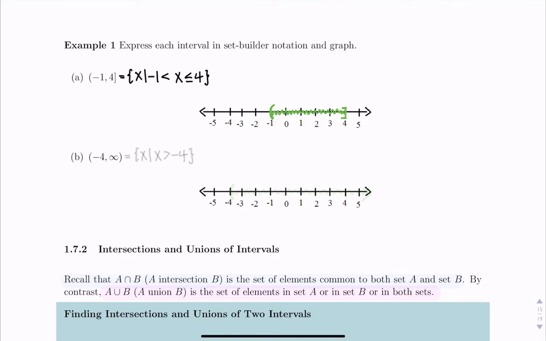Alright, so to write this in set builder notation, we always have our curly bracket with an x and a straight line, and this is from -4 to infinity. So what this means is that any number greater than -4 is in my solution set. So that means that x just has to be strictly greater than -4 since we have an open parenthesis. So we just want to come down to -4 and we're going to put an open parenthesis on it. And since this includes every number bigger than -4, we're just going to draw our green line across the entire thing with an arrow pointing in the positive direction.